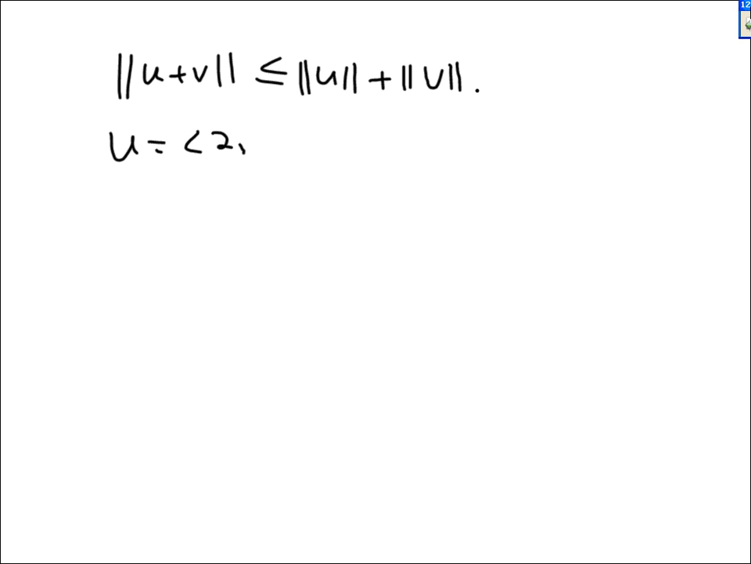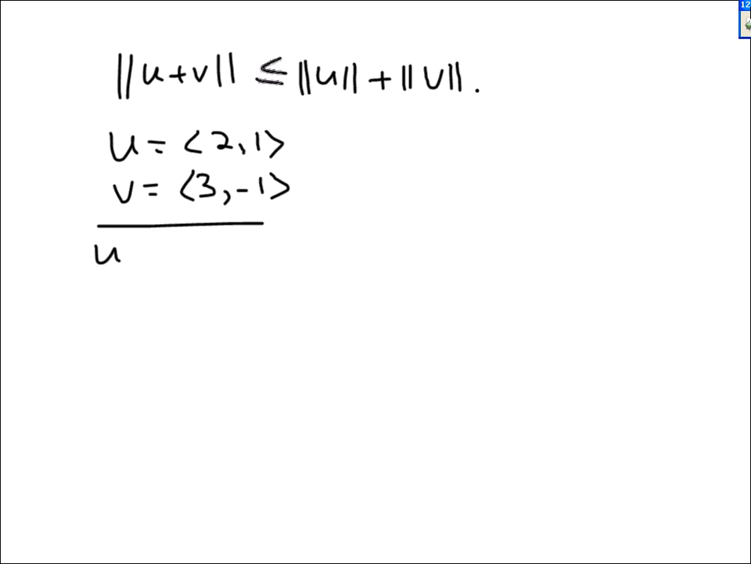Now, there's something called the triangle inequality. The triangle inequality says that the length of vector u plus v will be less than or possibly equal to the length of u plus the length of v. And a lot of times you're asked to verify that. Suppose you have u equal to (2, 1) and v equal to (3, -1). So verify that this is true.